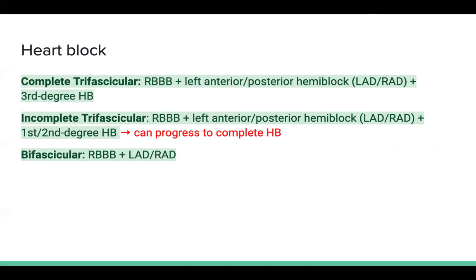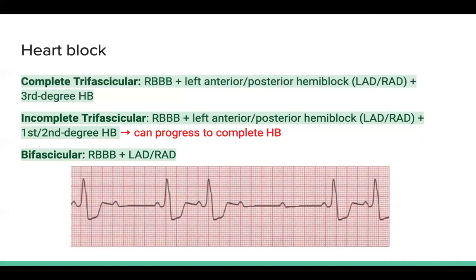Then we've also got incomplete trifascicular block. This can be right bundle branch block with left axis deviation or right axis deviation and either 1st or 2nd degree heart block. This is important because incomplete trifascicular block can progress to complete heart block, and both are indications for needing a pacemaker, particularly if there's Mobitz type 2 on the incomplete trifascicular block, as you can see here. Bifascicular block is when you have right bundle branch block and axis deviation.